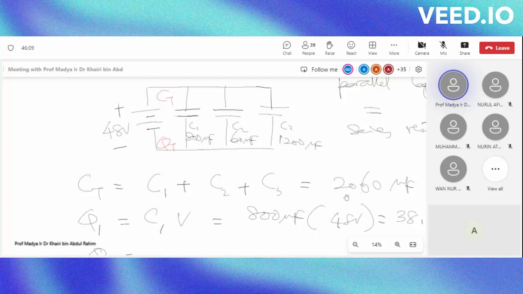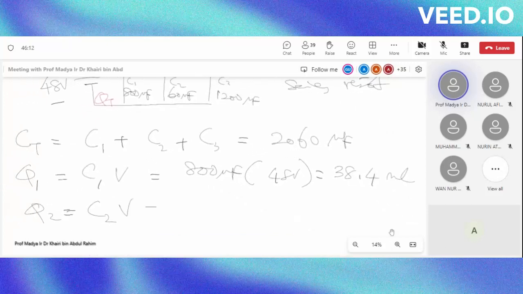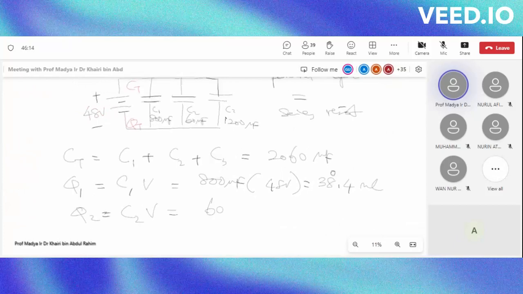Okay. So Q2 equal to C2V, 60, equals to, okay, millicoulomb, and similarly Q3 equal to C3V equals to times equals to microcoulomb, right?